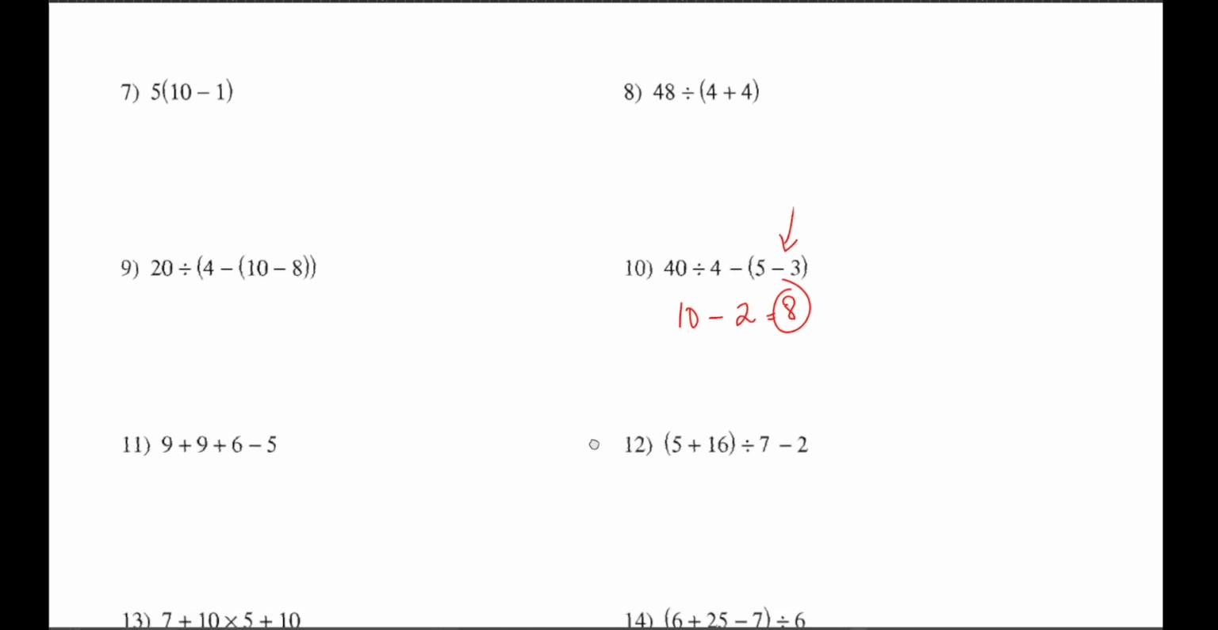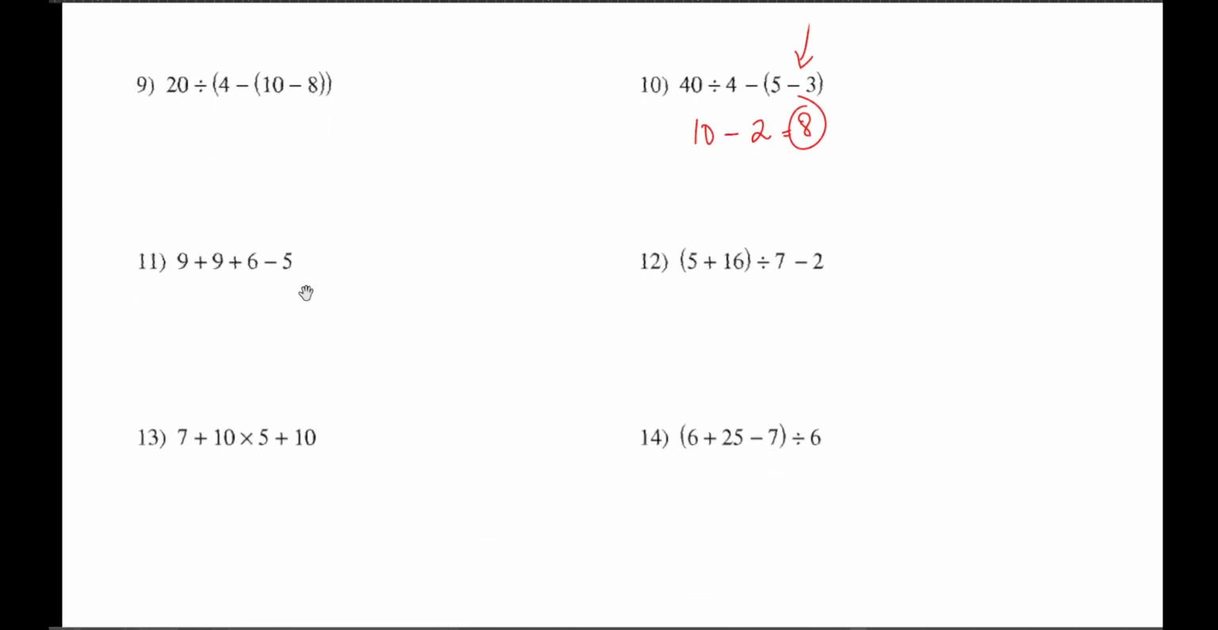Well, let's keep going through here and let's see. Like 11, that's super easy. You just go 9 plus 9 plus 6 minus 5. You just go from left to right on this one.